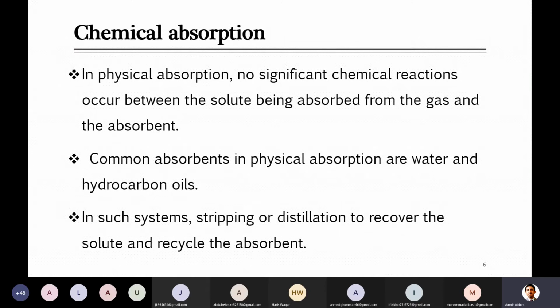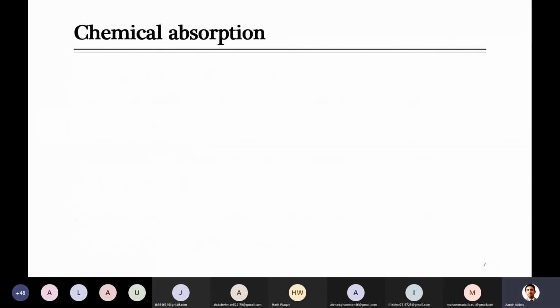In such a system, when you are dealing with a physical system, you already know that we need a stripper column or distillation column to recover the solute and bring the absorbent back into the absorption column. All this was already discussed in detail.